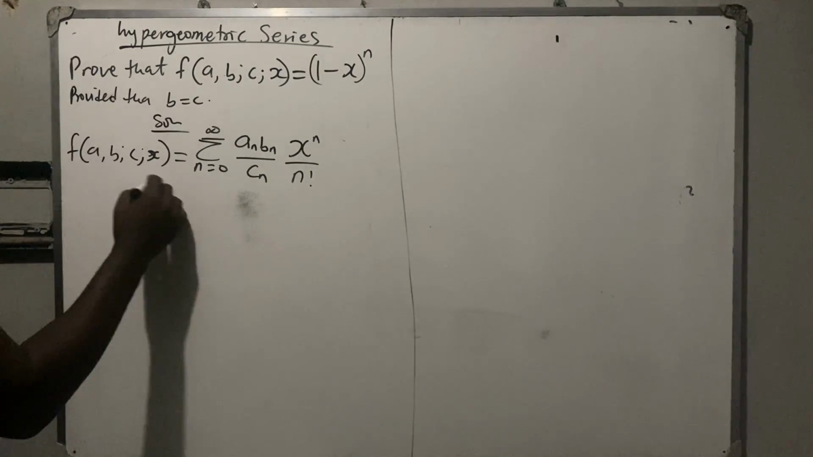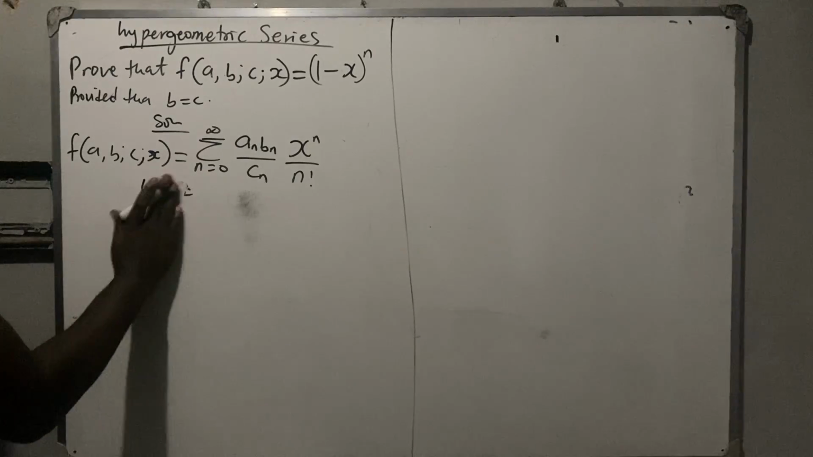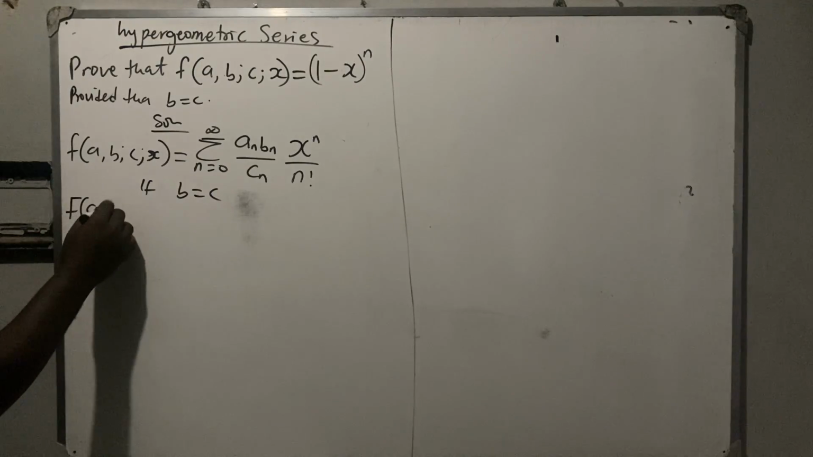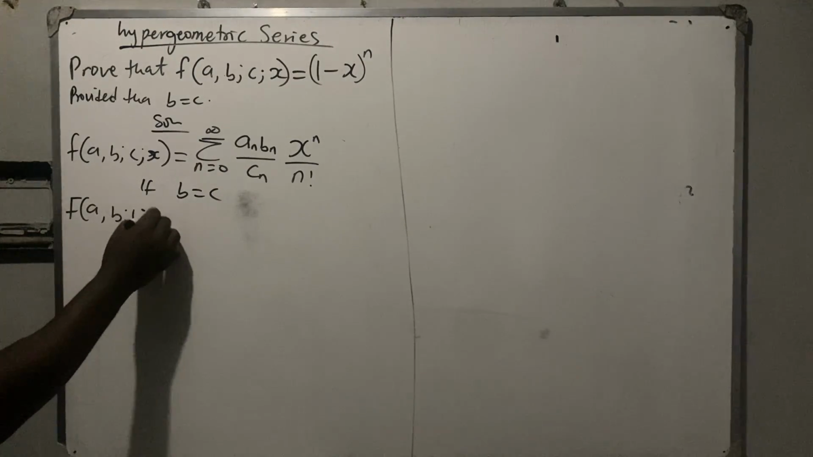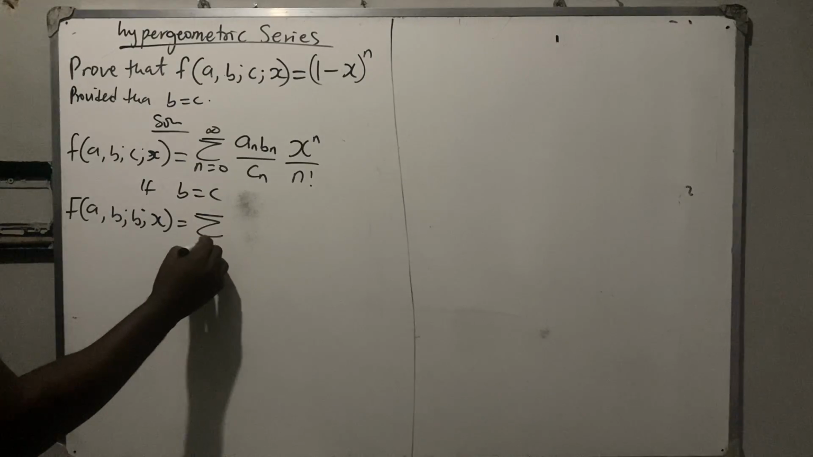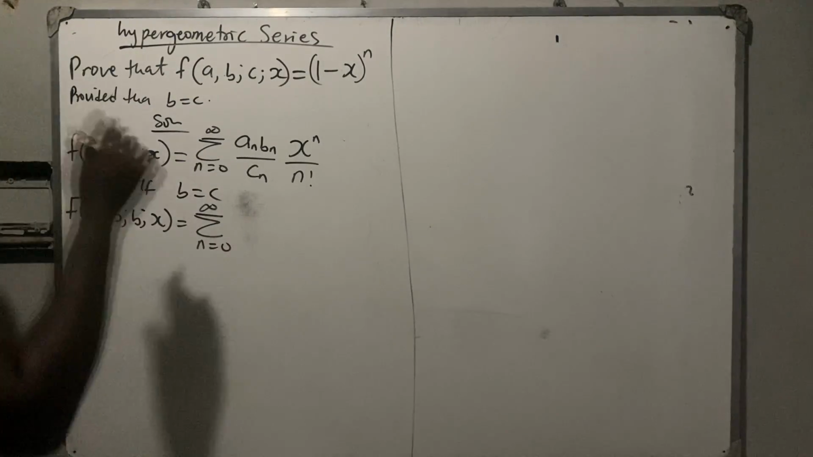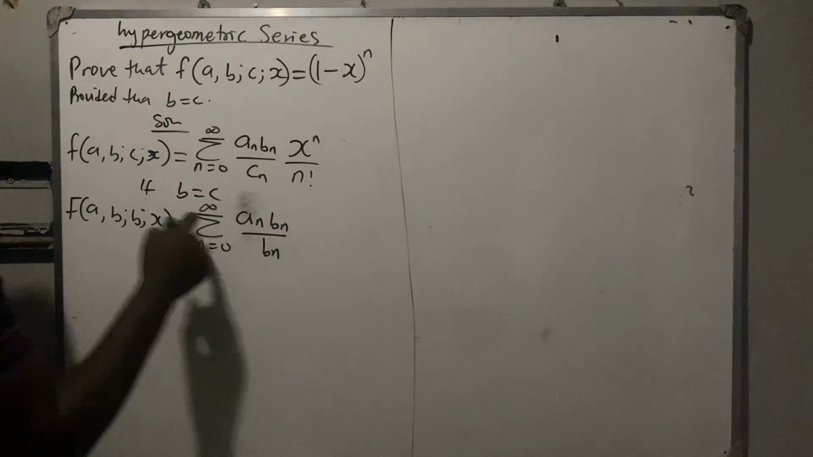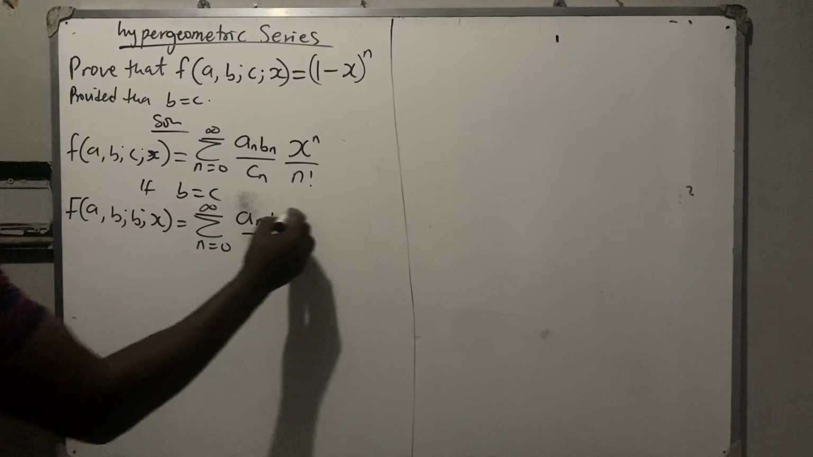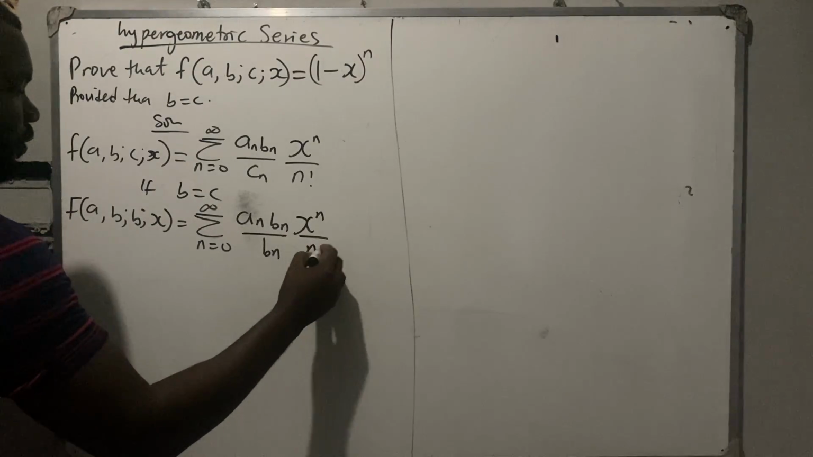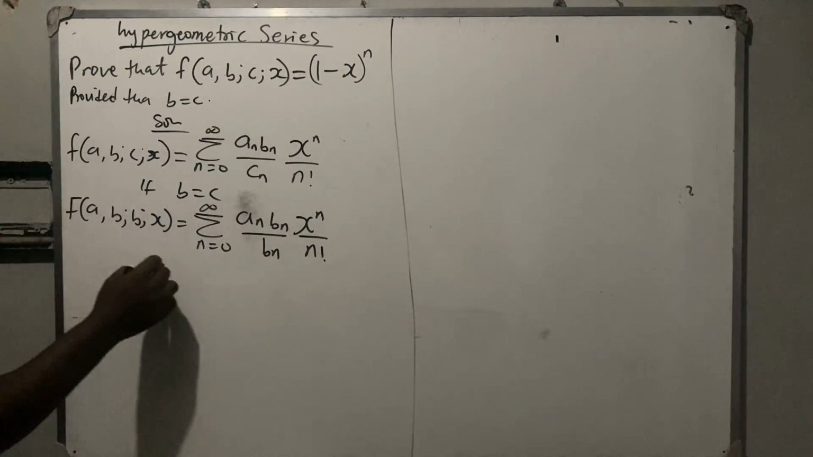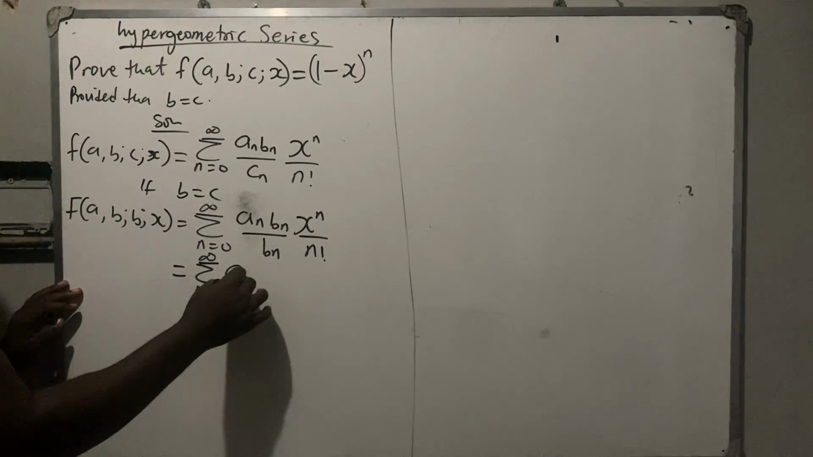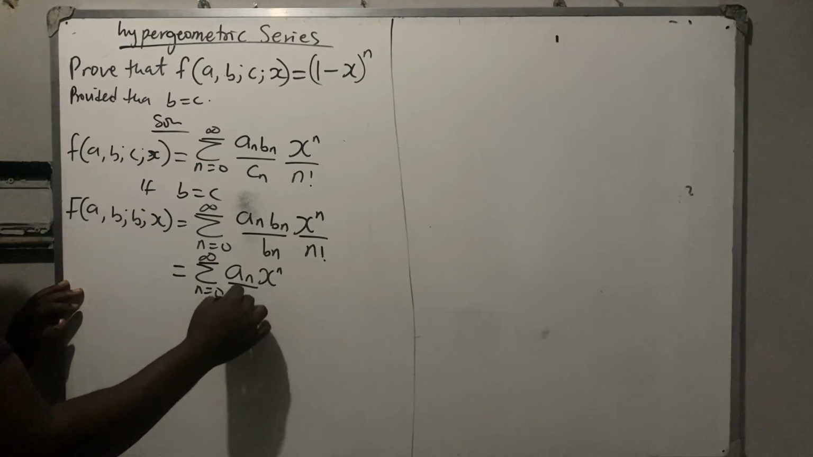So if b is equal to c, we are going to have that F(a, b; x) is equal to the summation of n starting from 0 to infinity of (a)_n (b)_n over (b)_n, because anywhere we see c, we can put b there, then x raised to power n over n factorial. So now, taking care of b, this is equal to the summation of n starting from 0 to infinity of (a)_n x raised to power n over n factorial.